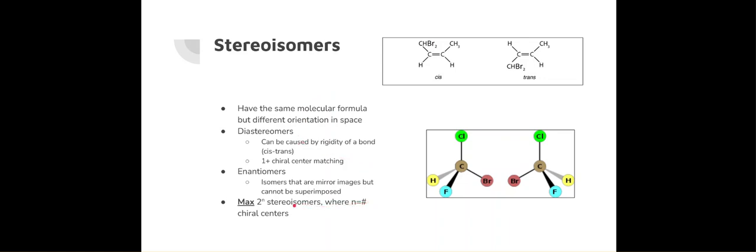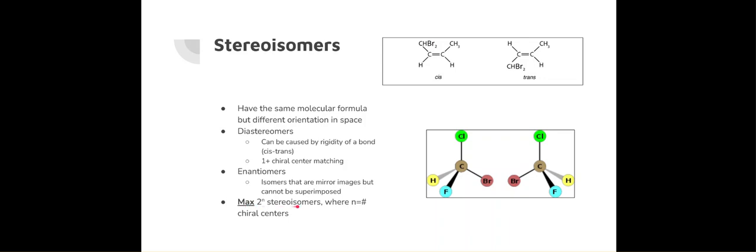And when it comes to stereoisomers, you can have a maximum, and I bolded and underlined this because it's not given that there will always be this many, but the max is 2 to the nth power, where n is the number of chiral centers. So if you have isomers that have 3 chiral centers in them, then the maximum stereoisomers you could have would be 2 to the 3rd power, which is going to be 8, right? 2 times 2 times 2 is 8.